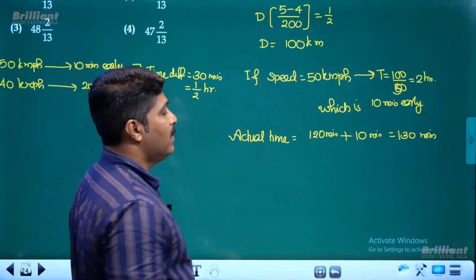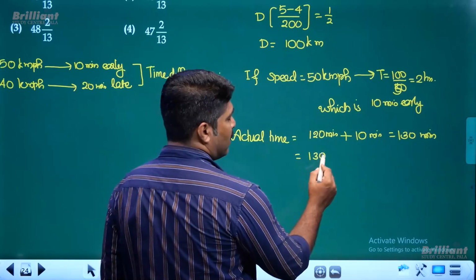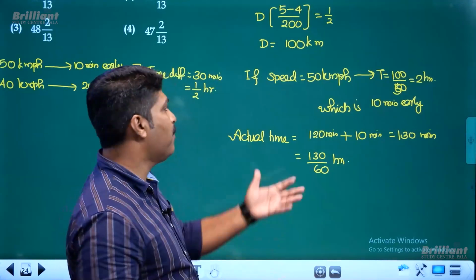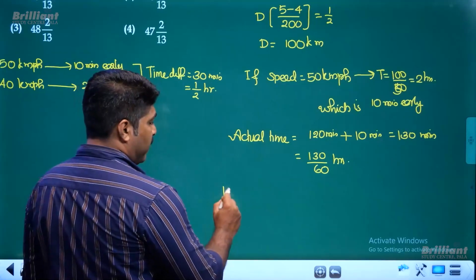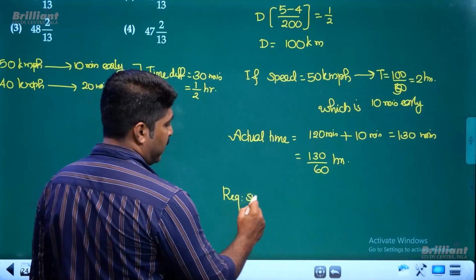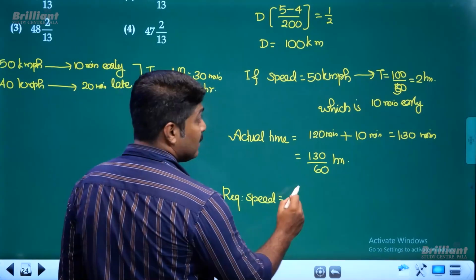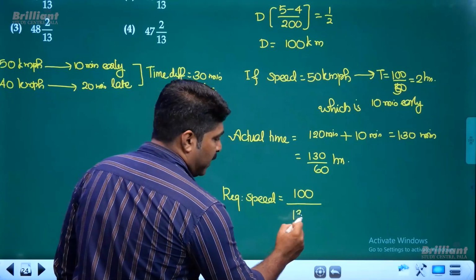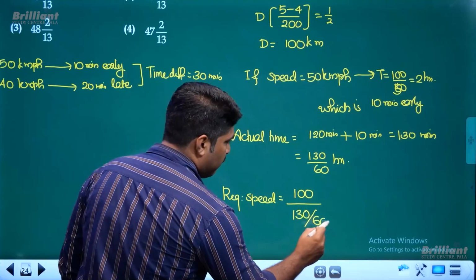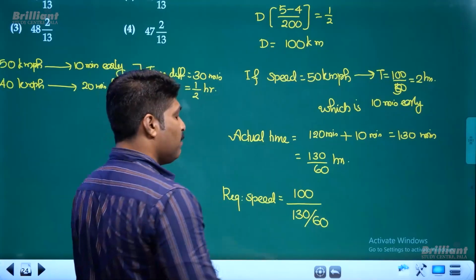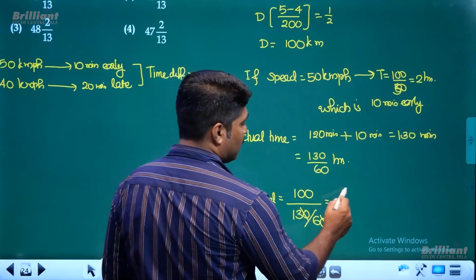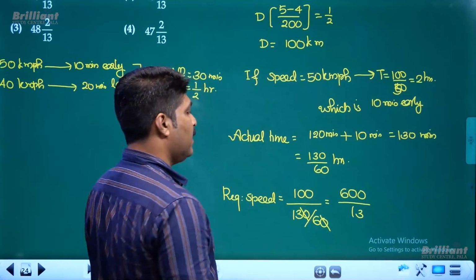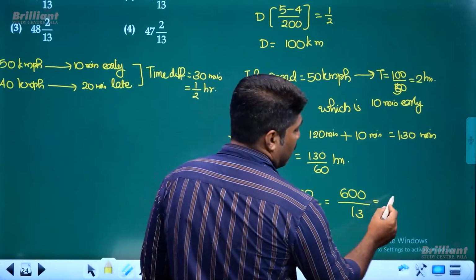Then what's the speed? This 130 minutes is nothing but 130 by 60 hours. Don't forget, we are again converting it into hours. Therefore, the required speed: distance we got, that is 100, and time is 130 by 60. Simplified, that's equal to 600 by 13. Simplified, here we know that 13.